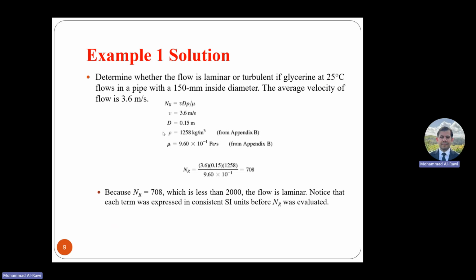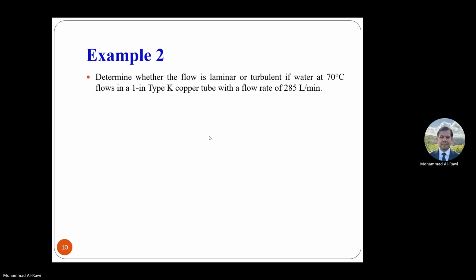And we insist on working within the SI system of units. Another example: determine whether the flow is laminar or turbulent if water at 70 degrees Celsius flows in a 1-inch type K copper tube with a flow rate of 285 liters per minute.